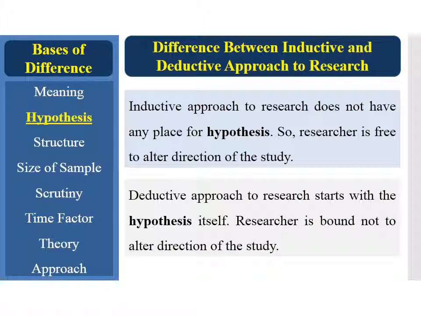So, from these points, we understand that the inductive approach does not have a hypothesis. So the researcher can go in any direction, or he or she is free to change the direction of the study, and can make a new theory. While the deductive approach is guided by hypothesis or objective or the matter to be proved. So the researcher is bound not to alter the direction of the study. He is focused. He has a guiding factor, a path, a track.